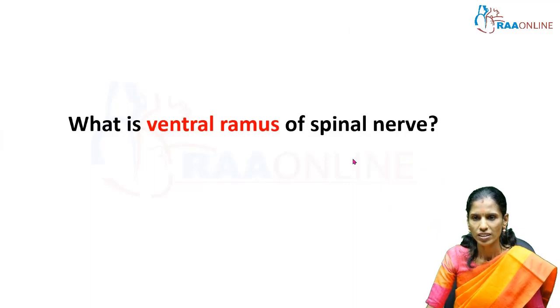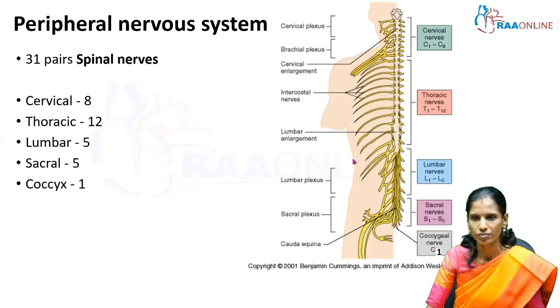Now, what is the ventral ramus of a spinal nerve? You know already the peripheral nervous system includes 12 pairs of cranial nerves and 31 pairs of spinal nerves. In the 31 pairs of spinal nerves, the cervical nerves are 8 pairs, in the thoracic region we have 12 pairs of thoracic spinal nerves, in the lumbar region 5 pairs, sacral 5 pairs, and coccygeal only 1 pair of spinal nerves.